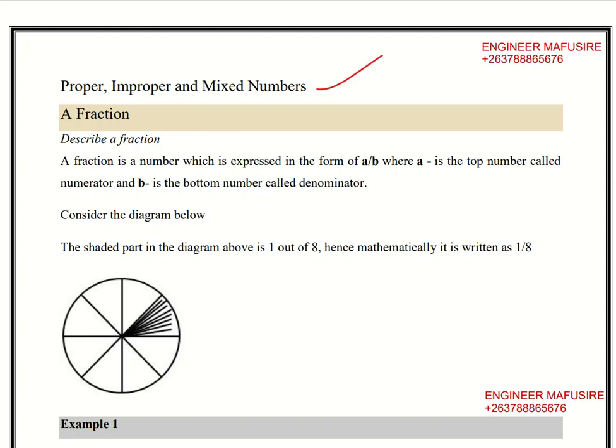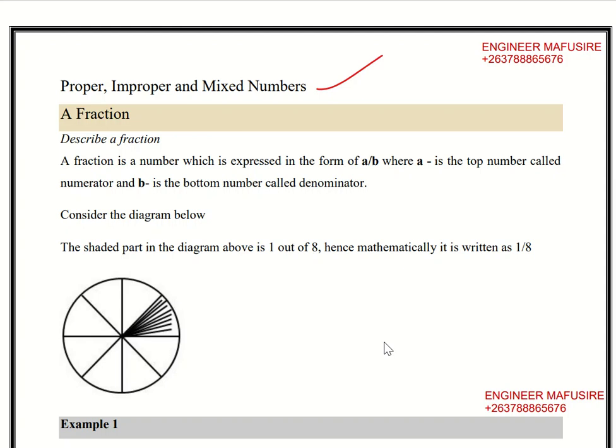So you now know how to define a fraction, which means a fraction is a number which is expressed in the form a over b, where a is the top number, which we call the numerator, and b is the bottom number, which we call the denominator.